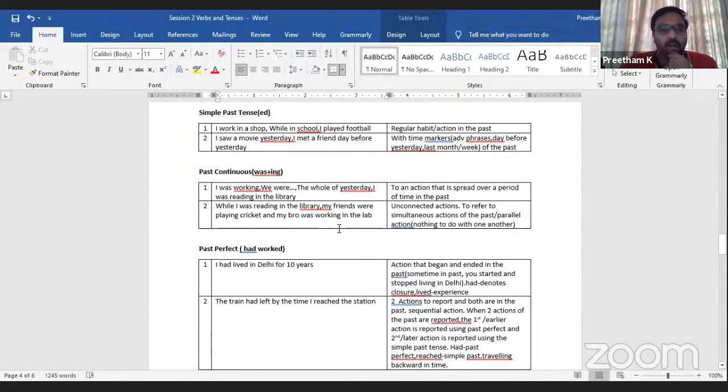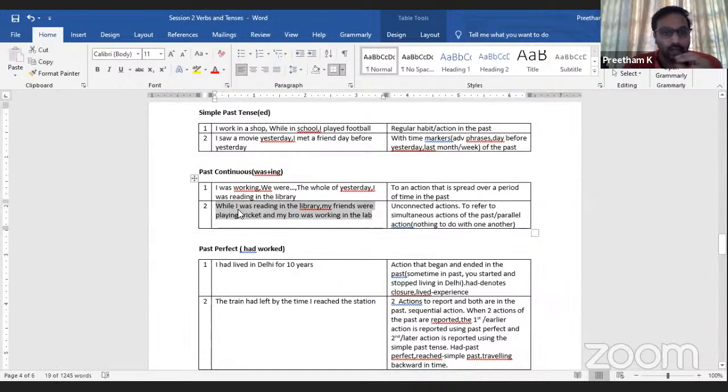Okay, continuing with past continuous tense. Whatever formula you use in present continuous, the grammatical pattern, you just convert it into past tense. While I was reading in the library, my friends were playing cricket and my brother was working in the lab. So all these are past events: library, cricket, and lab.